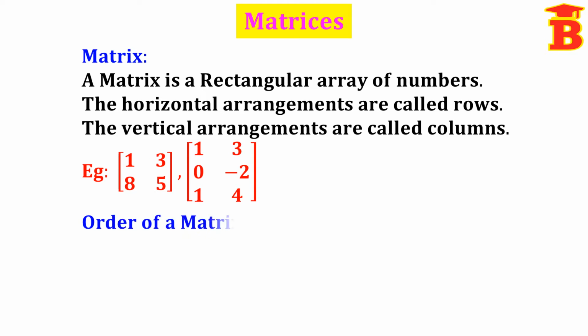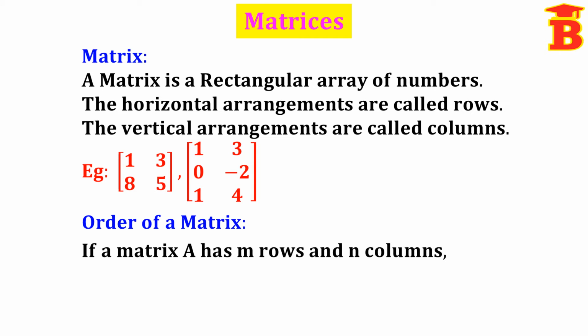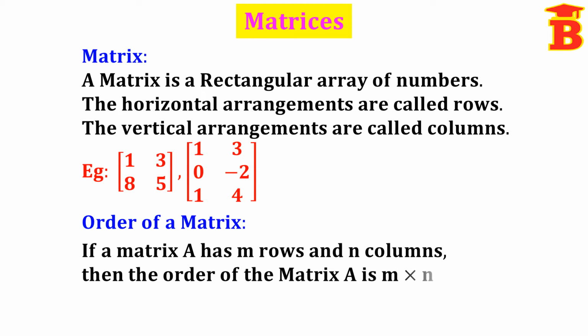Next, order of a matrix. If a matrix capital A has m rows and n columns, then the order of the matrix capital A is m cross n.